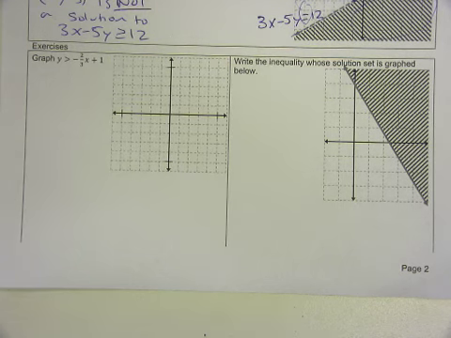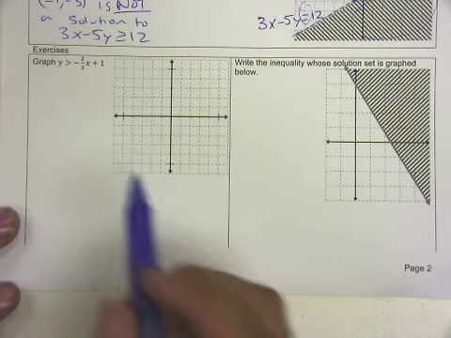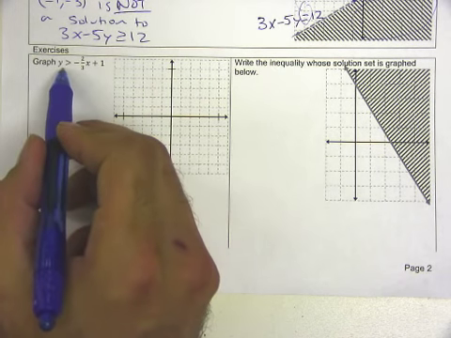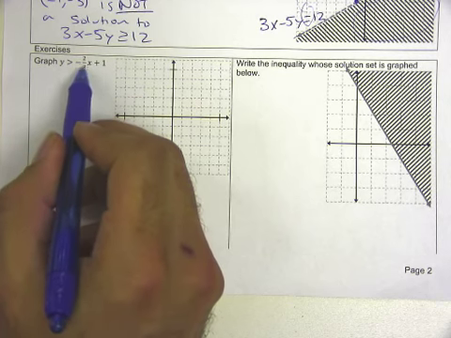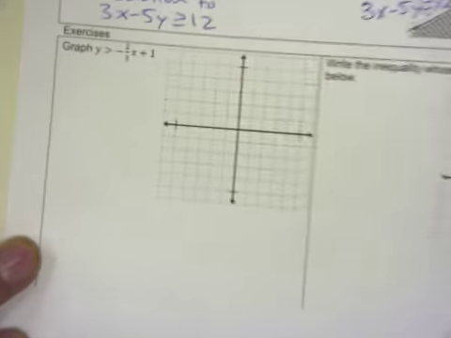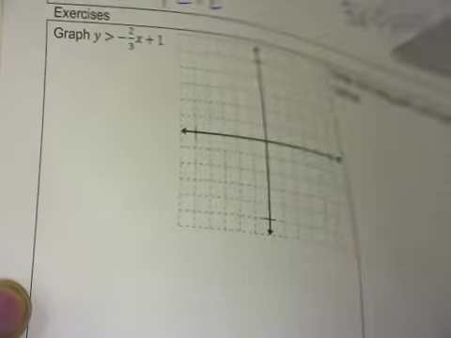All right, last part of tonight's discussion, or today's discussion, depending on when you're watching this. We're going to be asked to graph y is greater than negative 2 over 3 x plus 1. Let's go ahead and zoom in on that real quick. All right, so here's what we know.